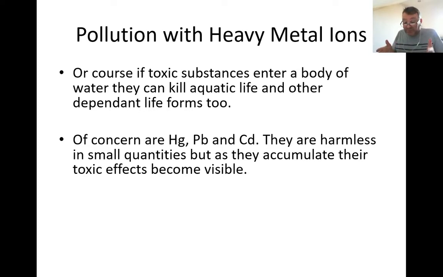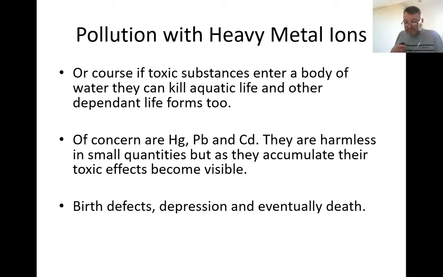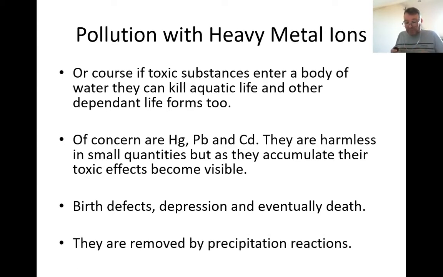These three metals by themselves, mercury, lead and cadmium, in very tiny doses are harmless, but they build up in the body. If we consume them, or if they get into our system, we've no way of getting rid of them. So they build up bit by bit until they get to what we call a toxic level. Once we reach a toxic level, the effects of those metals become quite visible: birth defects, depression, and eventually death if the levels get very, very high. So it is urgent that these things are removed from the water before it's discharged back into the natural supply. They're removed by precipitation reactions, and usually again aluminium sulfate.